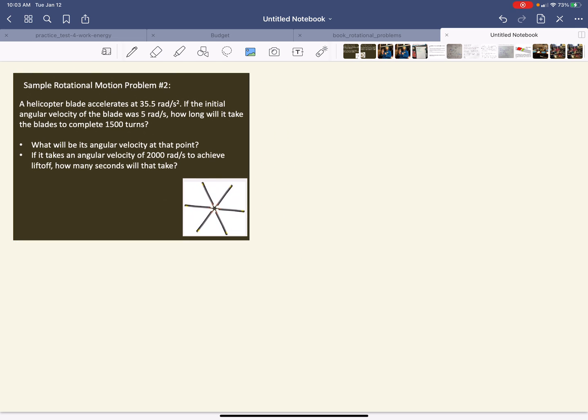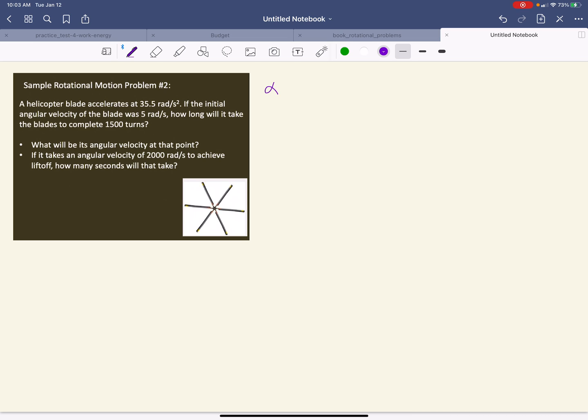So here, a helicopter blade accelerates at 35.5 radians per second squared. If the initial angular velocity of the blade was 5 radians per second, how long will it take for the blades to complete 150 turns? Okay, so let's just do the same type of thing. Let's list the variables that we're given.